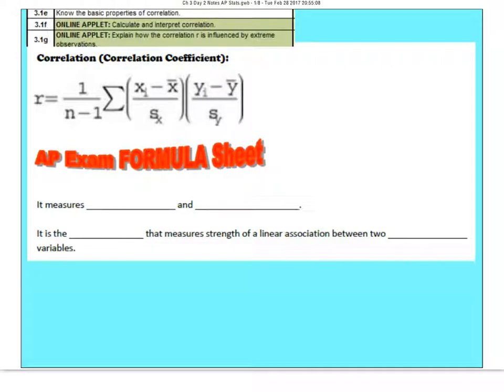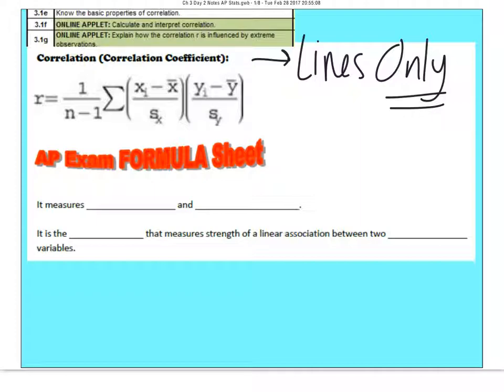Correlation, one thing to highlight, is only for linear patterns or for lines, and it is defined by the letter R. So an R number is not calculated, for example, for a parabola or an exponential function, only for linear patterns. This formula here is found on the AP exam in their formula sheet if you need to use it.